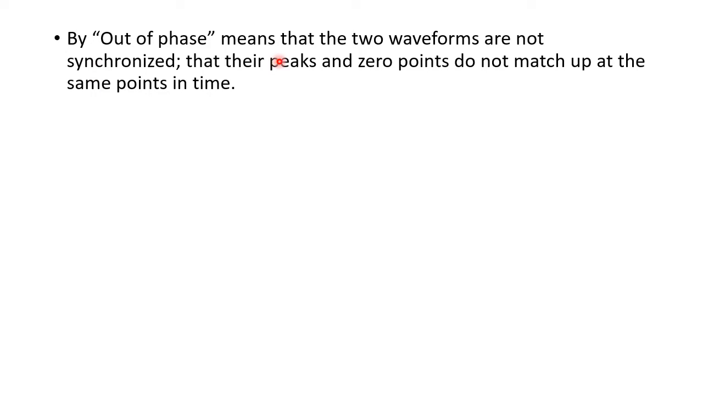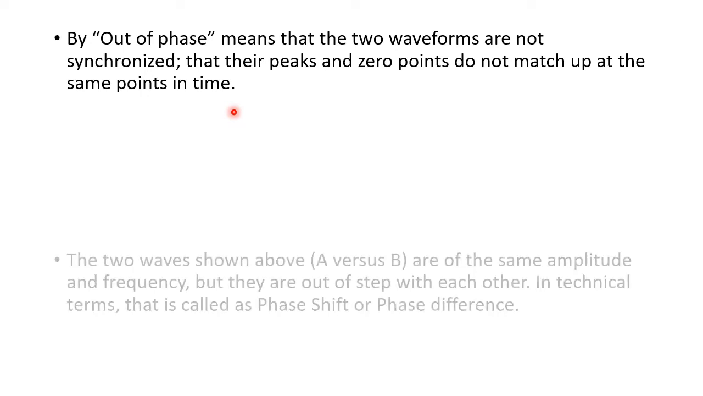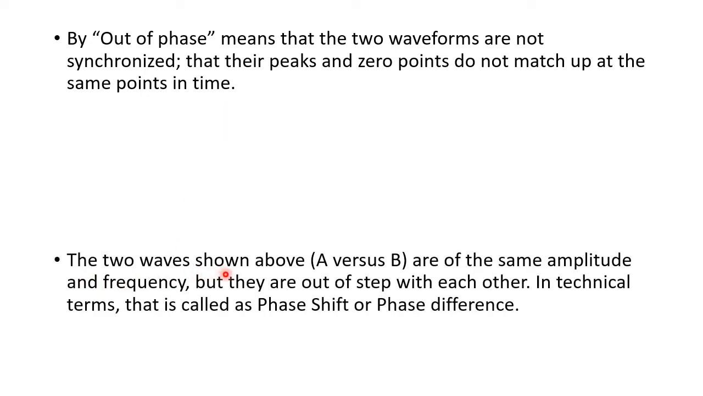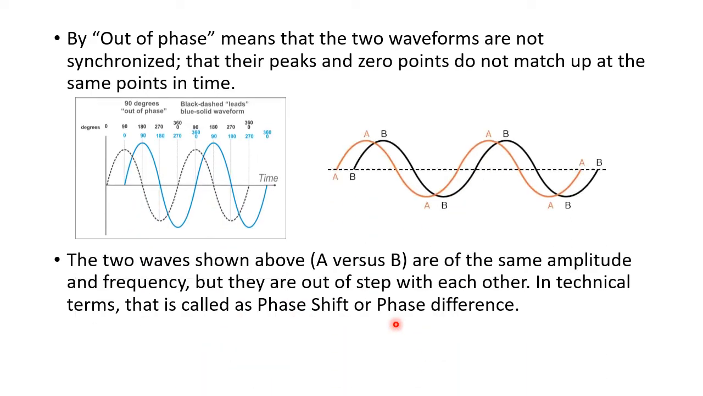Out of phase means that two waveforms are not synchronized, that their peak and 0 points don't match up at the same points in time. The two waveforms shown above, A versus B, are of the same amplitude and frequency, but they are out of step with each other. In technical terms, that is called phase shift or phase difference.